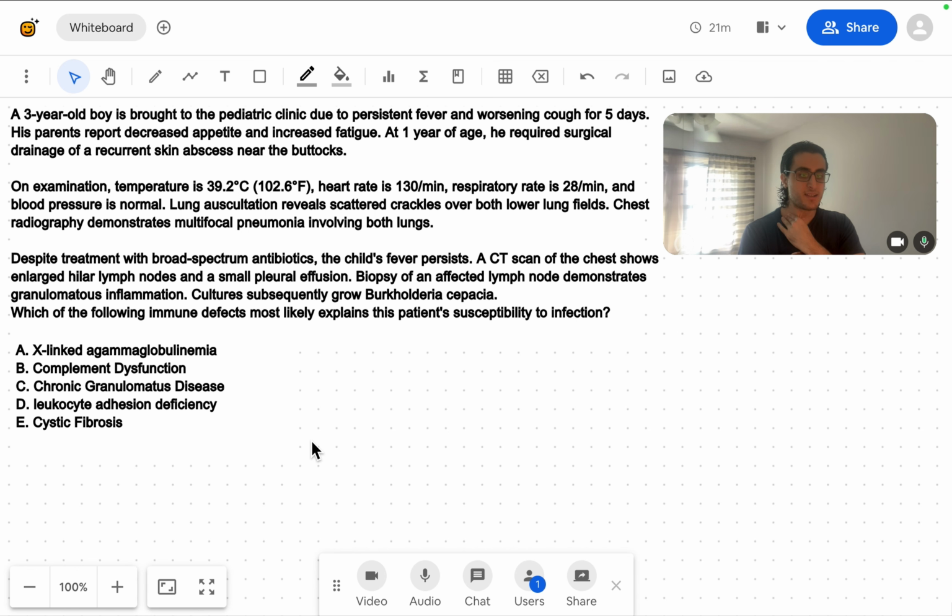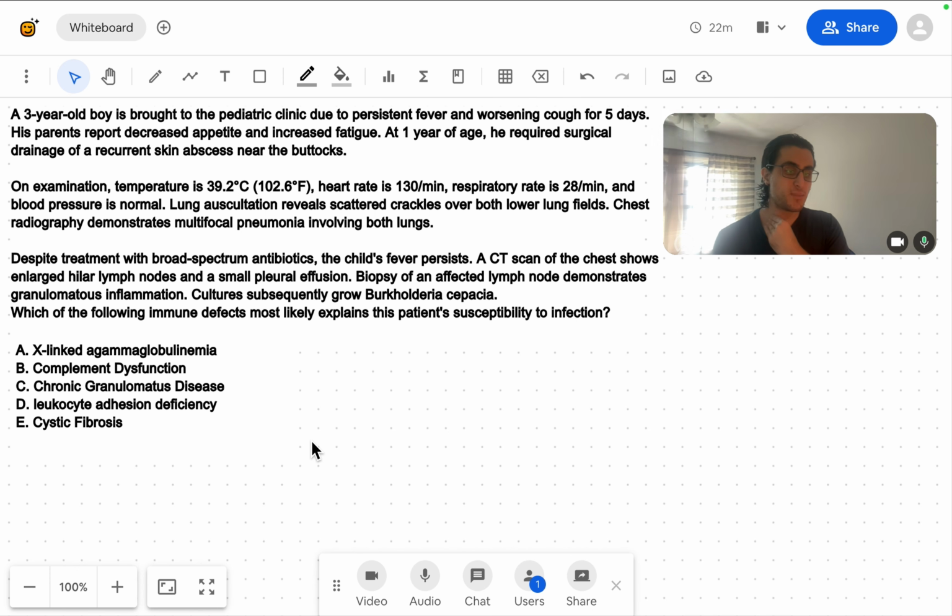A. X-linked agammaglobulinemia. X-linked agammaglobulinemia comes with lower globulin levels, and it leads to recurrent sinopulmonary infections, but it doesn't really present with abscess like we are having with this patient around the buttocks. And also we see infections with encapsulated bacteria, and B. cepacia is not one of them. So I would say A is not the best answer choice.